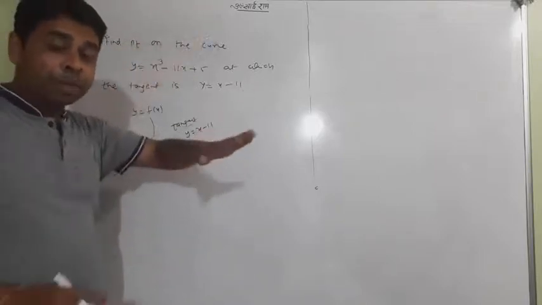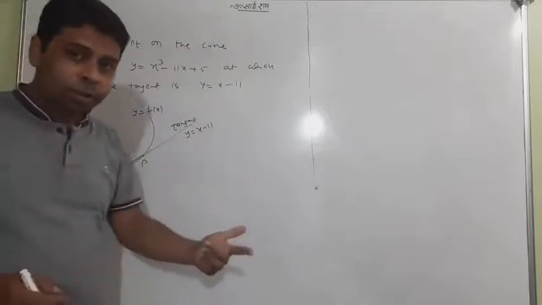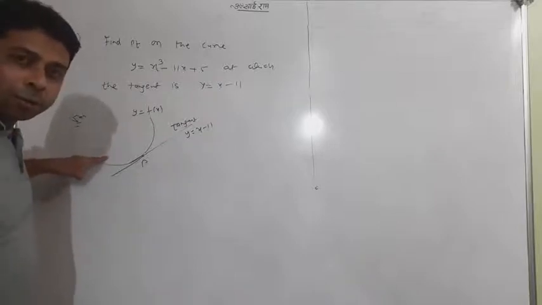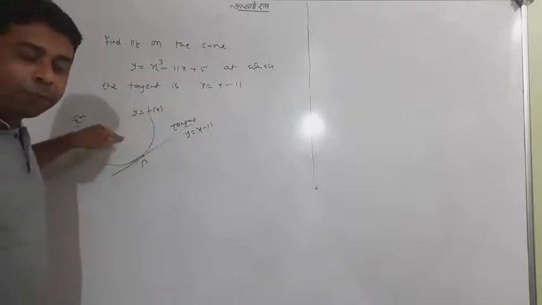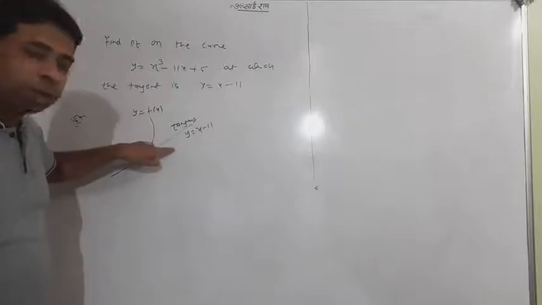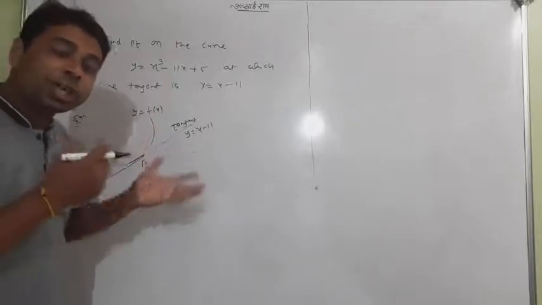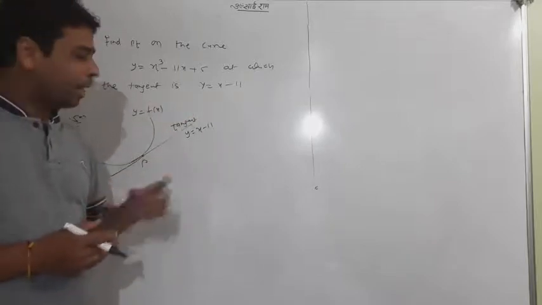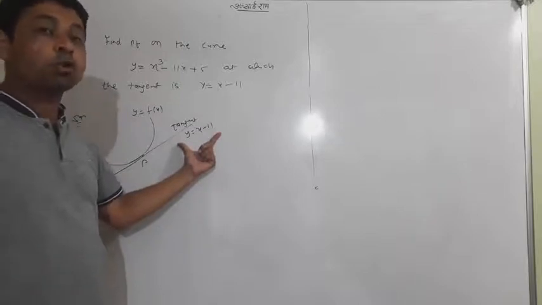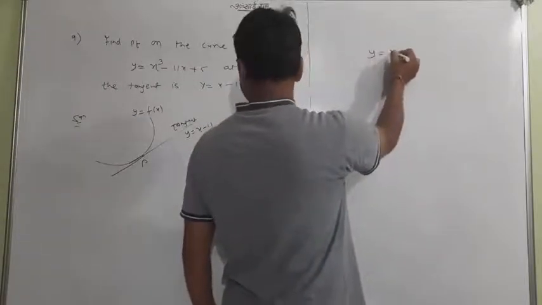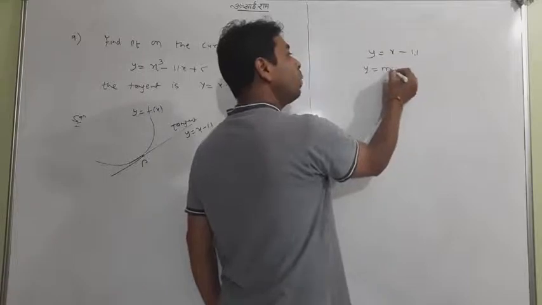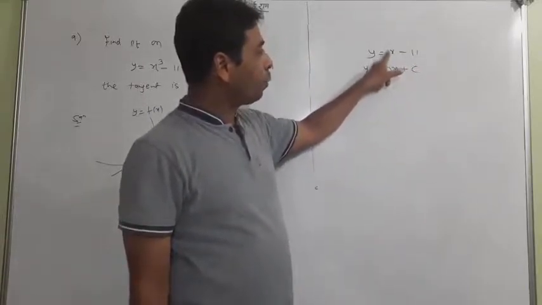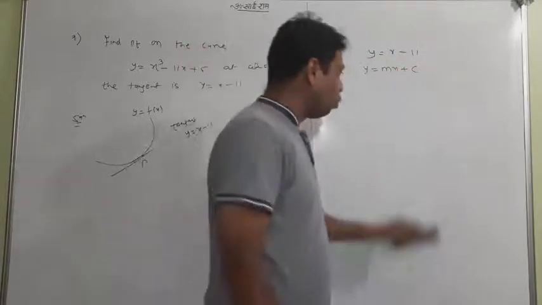So very simple. Can you compare this question with the last question? In the last question, we were given a chord which is parallel to the tangent. That time I found the slope of the chord, which was equal to the slope of the tangent. And this time, very pleasingly, the tangent itself is given. And one should know that since this is a tangent, one can find its slope also. How is it so? Look at y equal to x minus 11, y equal to mx plus c. So what is m? Compare, m equal to 1. So you know its slope is already given.